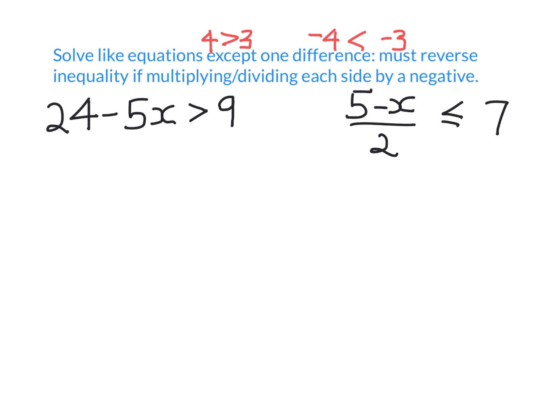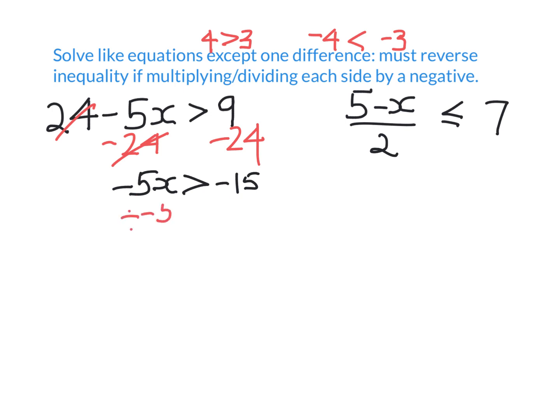Okay, let's look at this example. 24 minus 5x is greater than 9. So we're going to solve this like an equation. We are going to subtract 24 from both sides, because, of course, add and subtract 24 undo each other. So I'm going to be left with -5x is greater than 9 minus 24 is -15. But I want to get x by itself. The way I need to do that is by dividing each side by -5.